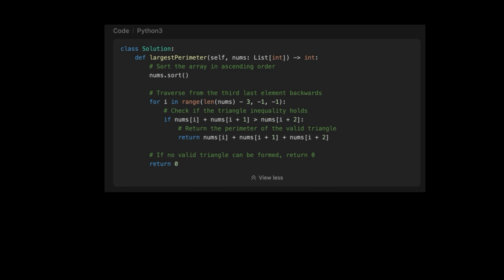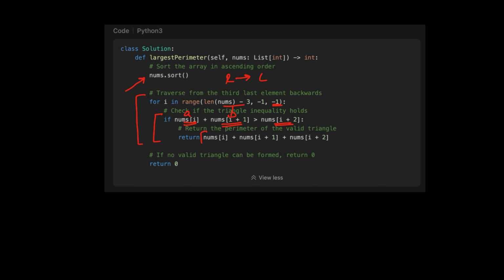Implementation. I'll start by ordering the input array into ascending order and then start a for loop to iterate through all of the elements from right hand side to left hand side. That's why the starting point is length of nums minus 3 and we are decrementing the pointer after every run. Inside the for loop, I'm checking if the value at i, which is my A, and the value at i plus 1, which is my B, if the sum of the two is greater than the value at i plus 2. If yes, it means we found a valid triangle.